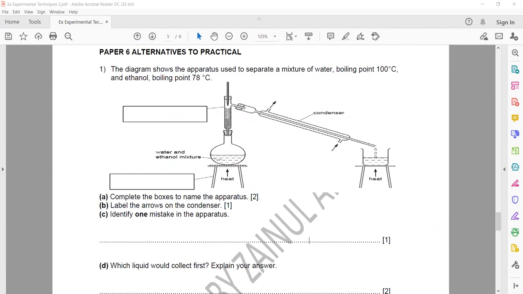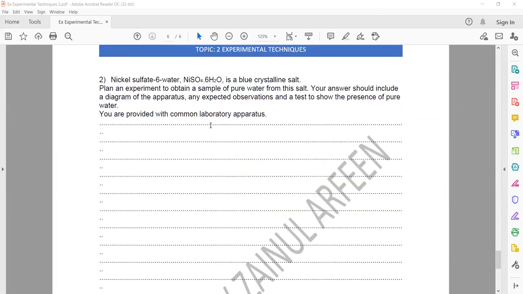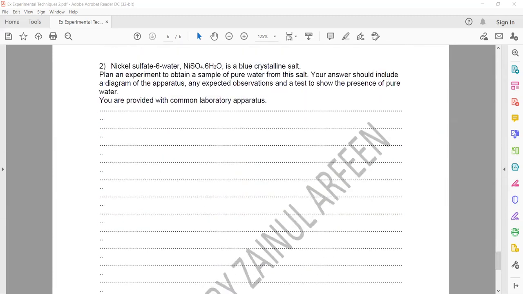In a simple distillation we do not use a fractionating column, so we do not use this part. And we have nickel sulfate which contains water. So when we supply heat energy, the nickel sulfate will be left behind here, and water will evaporate, and it will condense, and we will collect water in the other beaker. Is it clear? The second experiment, to collect the water from nickel sulfate. So the technique which we will use is simple distillation.